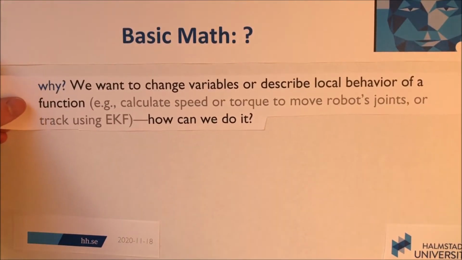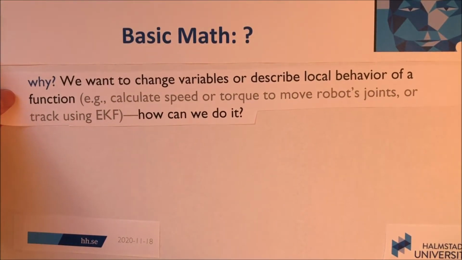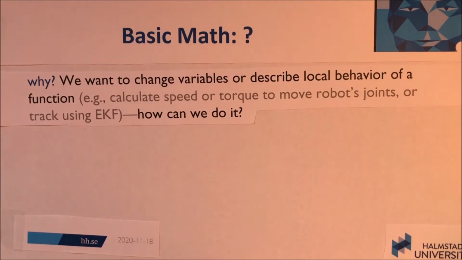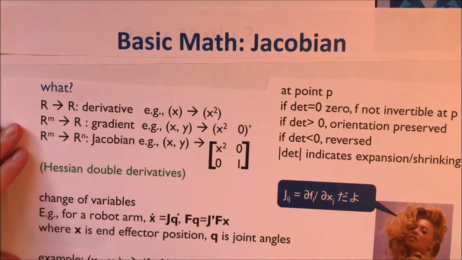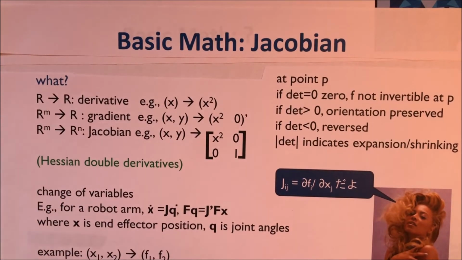Here's another common problem, I think, in designing embedded and intelligent systems. We want to make some type of change of variables, or we want to describe the local behavior of a function. For example, we want to calculate the speed or torque to move a robot's joints, or we want to track a robot using an extended Kalman filter. How can we do this kind of thing? Well, we can use a Jacobian. So what is a Jacobian?